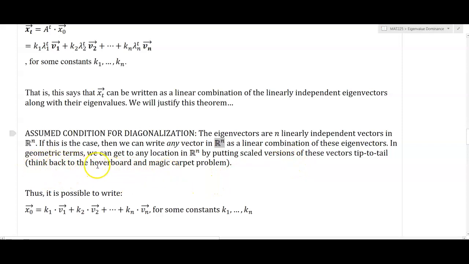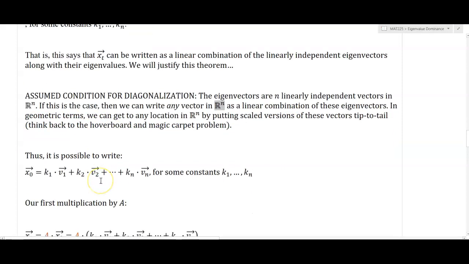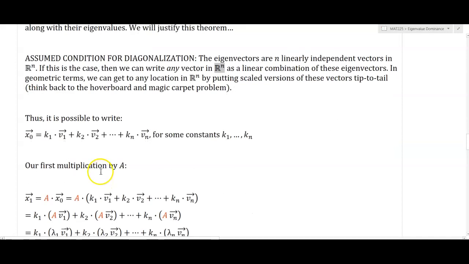So think back to the hoverboard and magic carpet problem. If v1 through vn are linearly independent, that means I could write any vector as a linear combination of them. So my x0 vector is a special vector, and I can write that as a linear combination of my eigenvectors. So k1, k2 up to kn are just some constants.